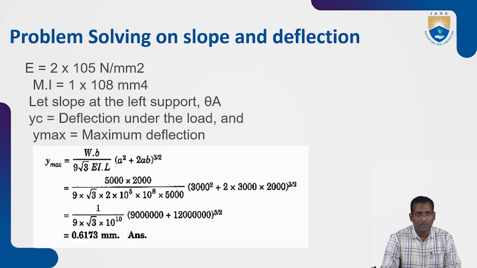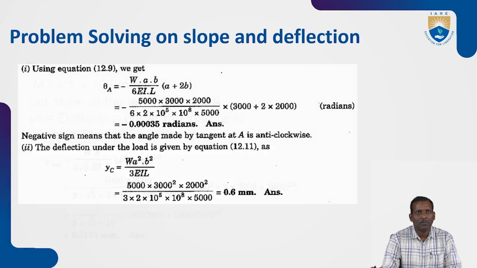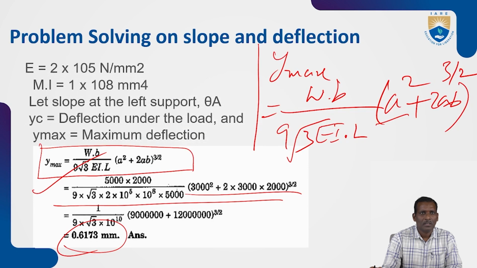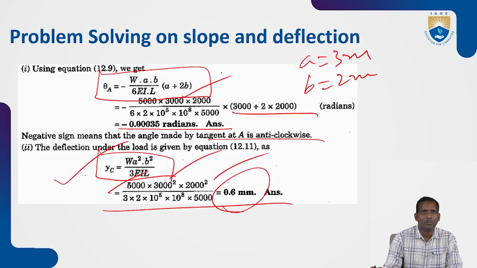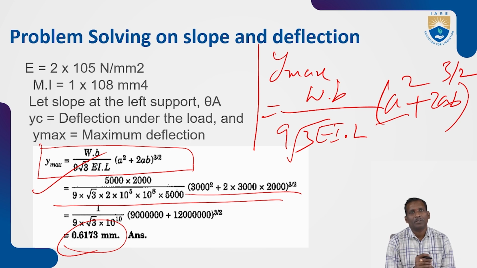So the normal deflection under the load is 0.6 mm, with the equation WA square B square by 3EIL. But the maximum deflection, occurring at a different point, will be 0.6173 mm. So like this, you need to calculate the slope and deflection for various beams.